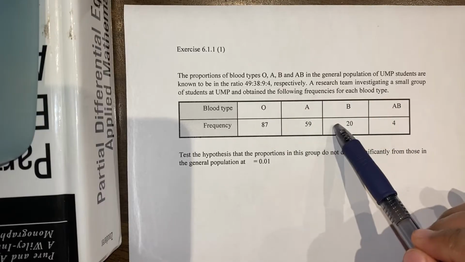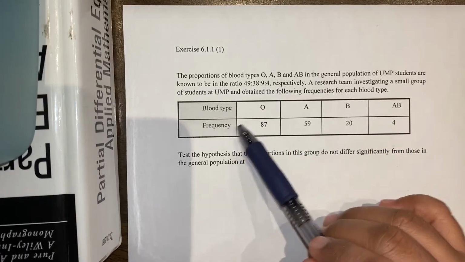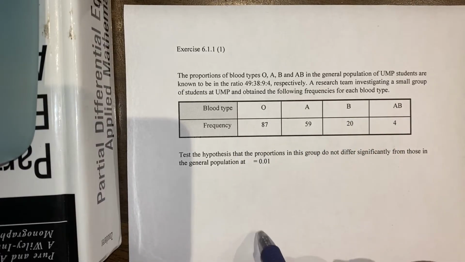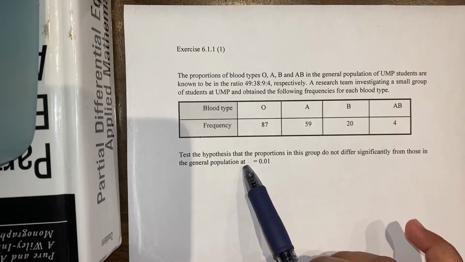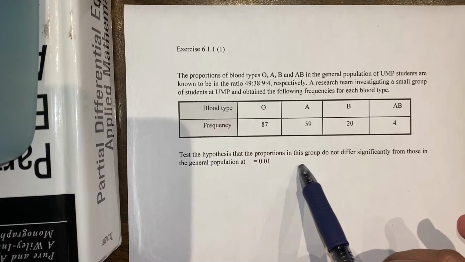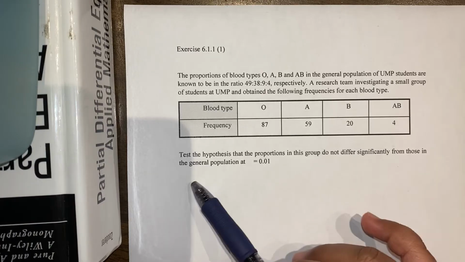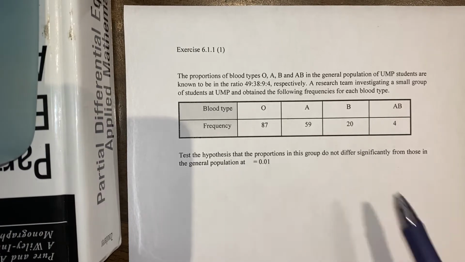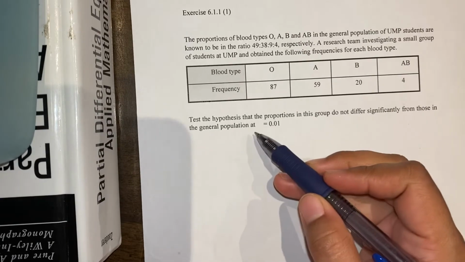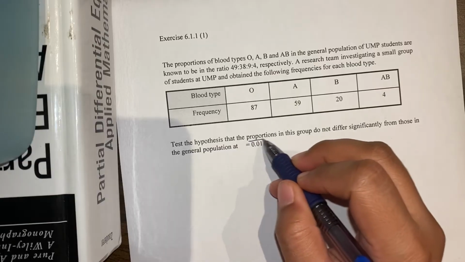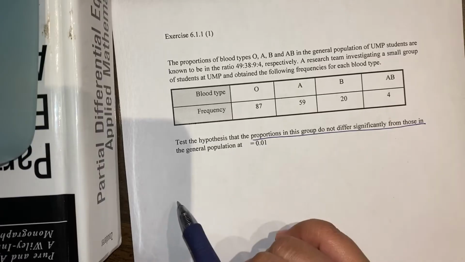So here we have 4 categories. This is the observed frequency. The data being collected here is frequency data. So test the hypothesis that the proportion in this group does not differ significantly from those in the general population.